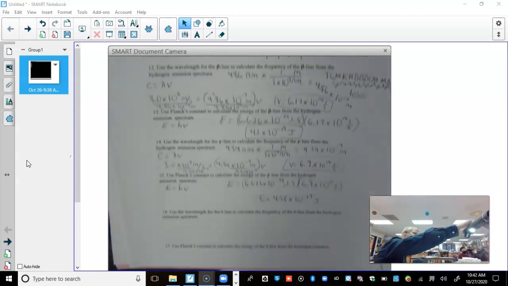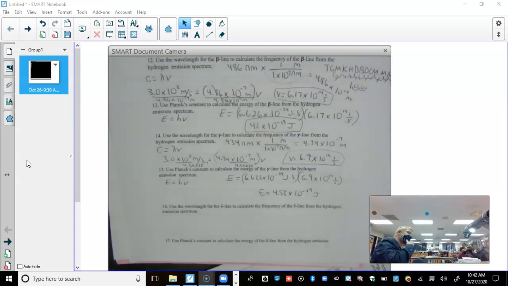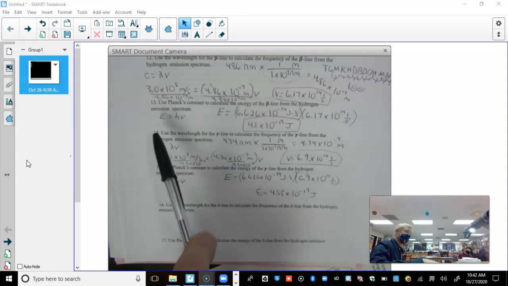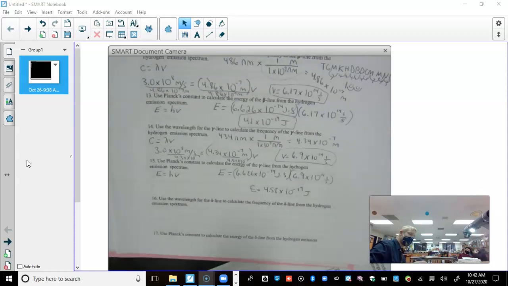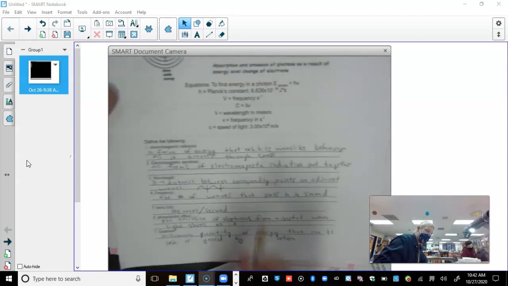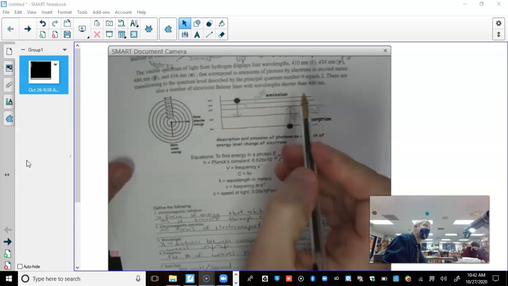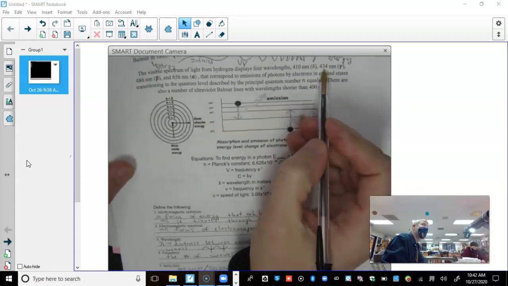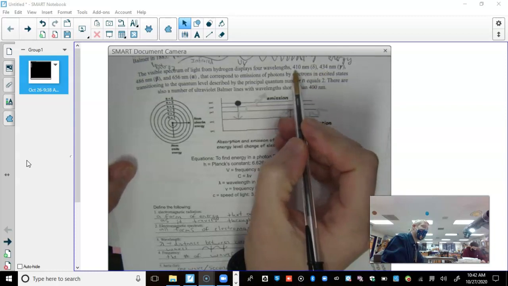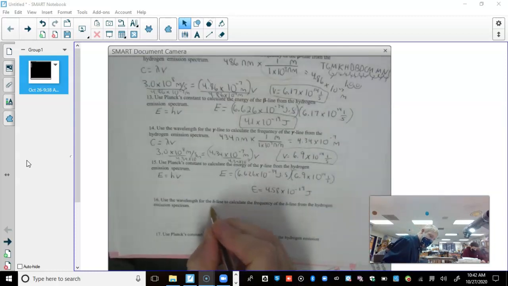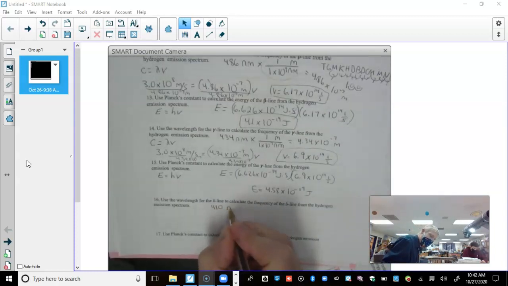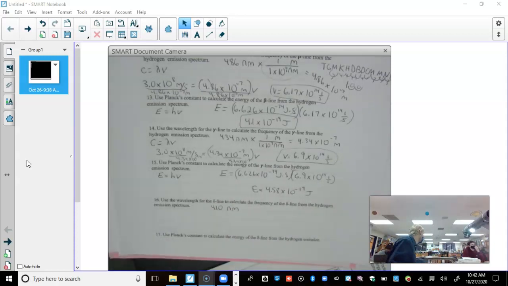All right, your job is to work on 16 and 17. I'll give you a hint. It's just like 12 and 13 and 14 and 15. Same thing. The only difference is we're dealing with delta, which is 410. So now we're dealing with 410 nanometers as our wavelength. So you guys can try the rest.